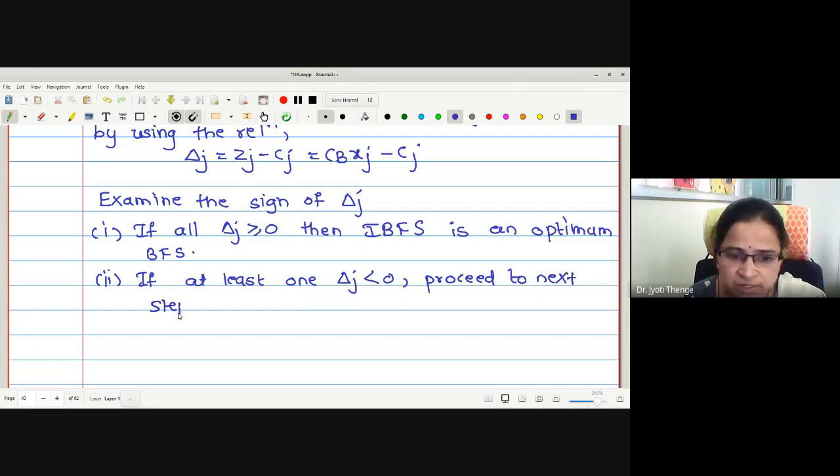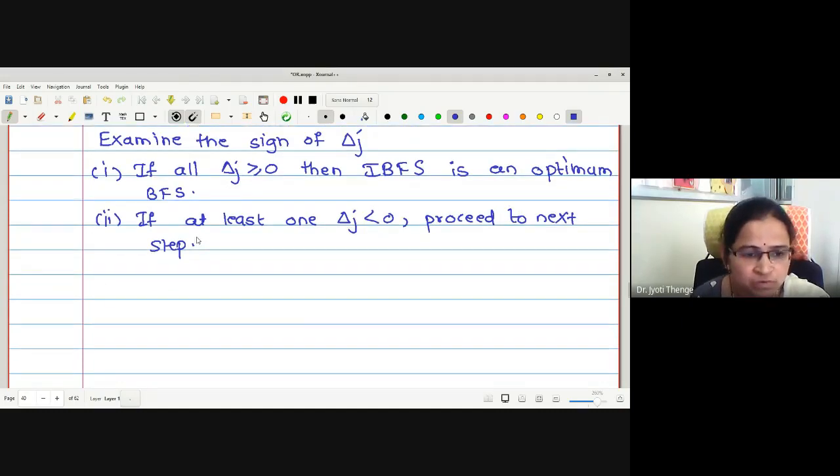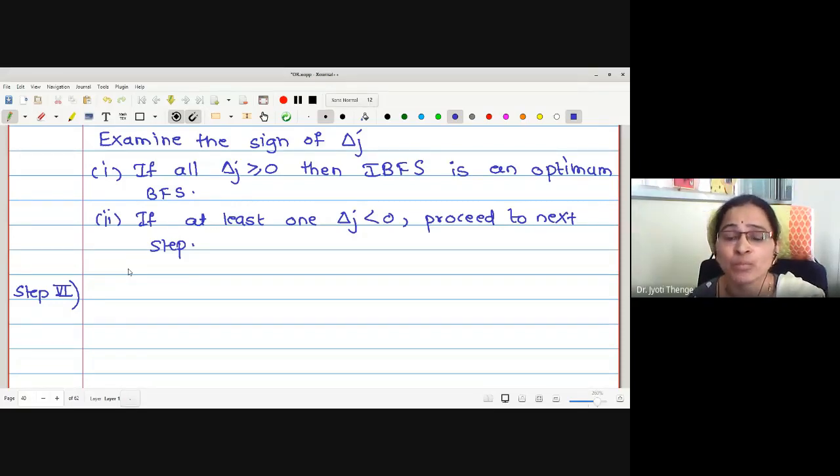That is, this delta J less than 0 is an indication that whatever solution we are discussing is not an optimum. Okay. Now we will go to next step number 6. If we have more than one delta J which is negative, then we are selecting the most negative value.